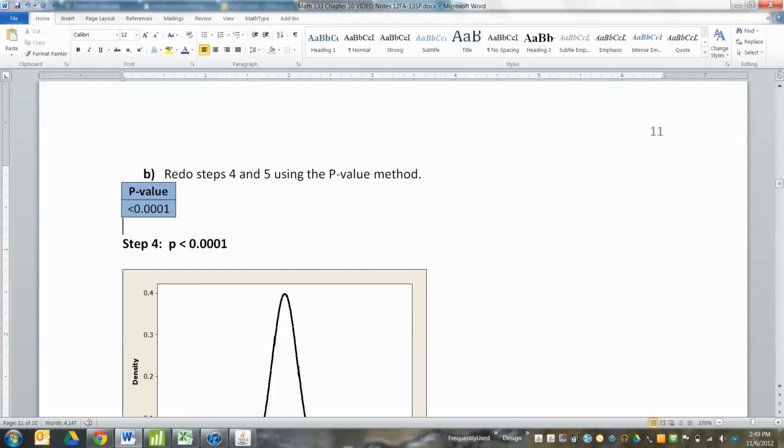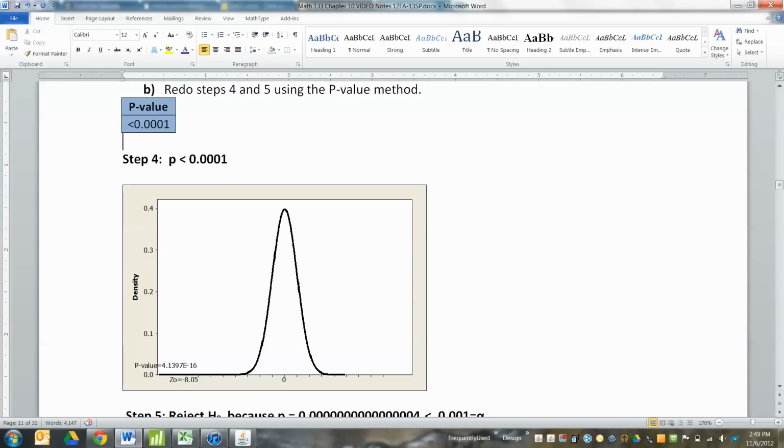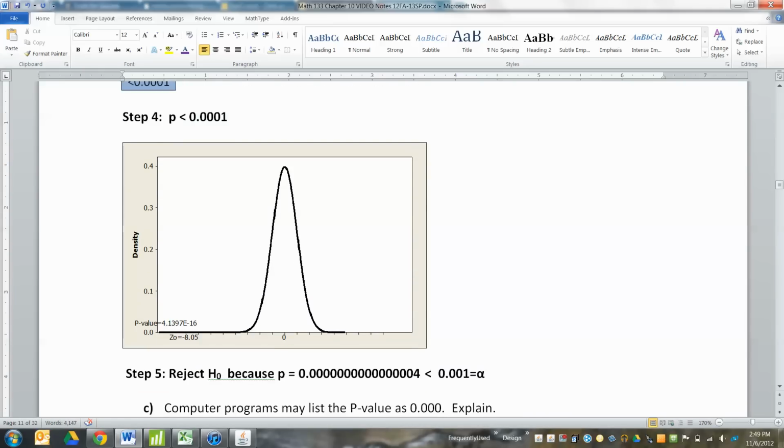Okay. Some computer programs will write that as just 0. They give up. Calculators in particular just give up. They call it 0.00 and done. They don't want to look at it. Okay. So what does that mean? And you got to draw a picture again.